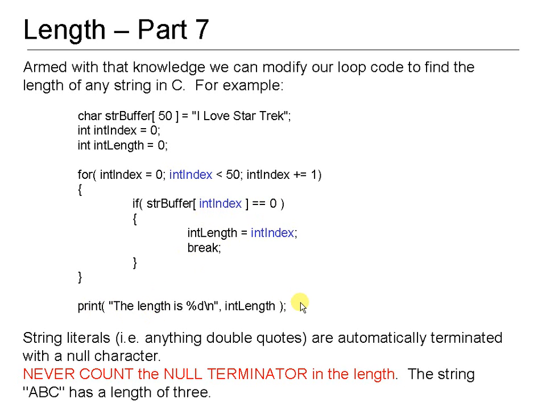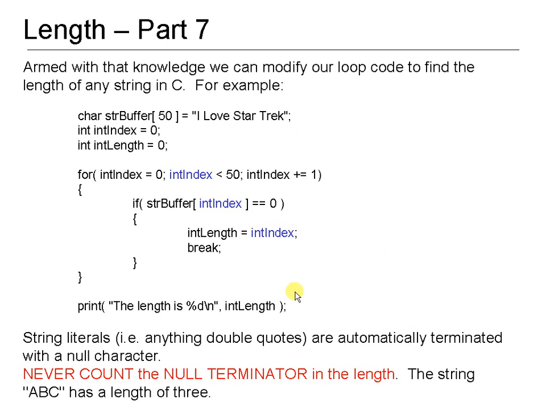Now, string literals, that's anything in double quotes, for example, "I love Star Trek", are automatically terminated with a null character for us. So let me give you an example of that real quick. See, I just put in the \0 up there. Anytime you have a string literal, that's something in double quotes, C automatically throws a \0 or a null character on the end for you. So you don't have to worry about that, but just with string literals. Now I'm going to pause and take that back out.